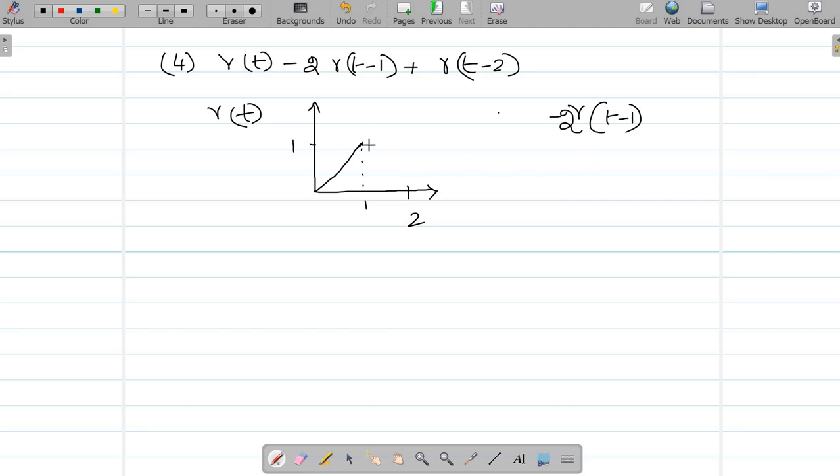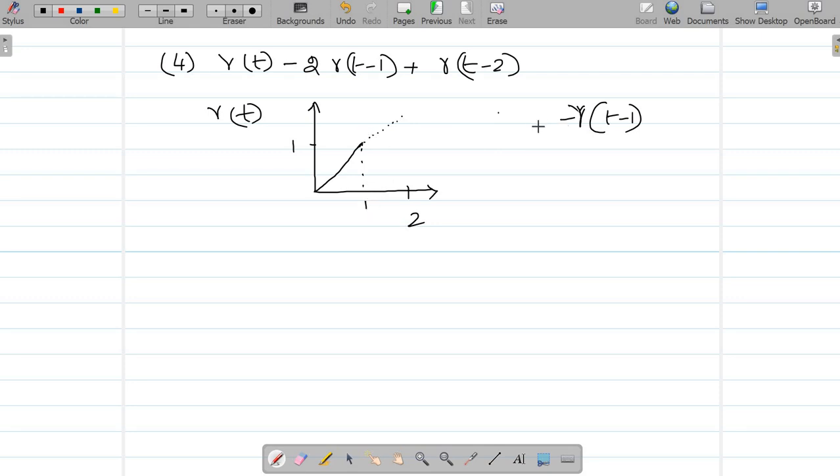Now, if it has a slope of, let us say, just a negative r of t minus 1, the signal actually keeps going like this, if it had not encountered the signal at t minus 1.